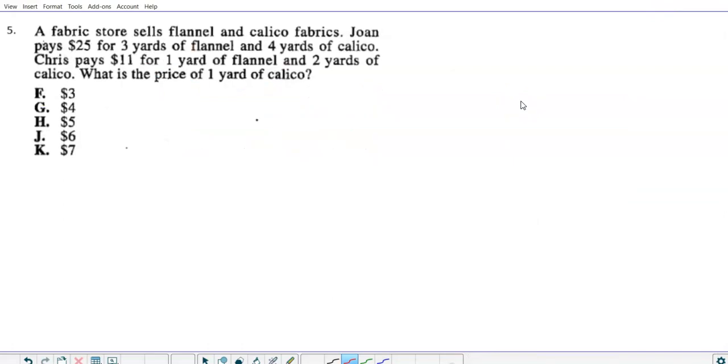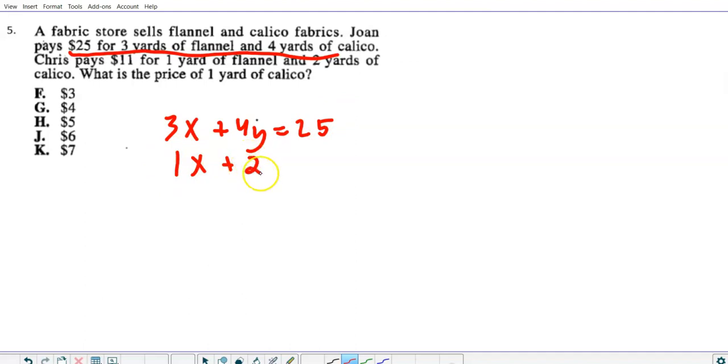Okay, this one, it's kind of a classic algebra problem. Maybe set up a system of equations. So maybe 3x plus 4y equals 25. And then 1x plus 2y equals 11. So we have a system of equations, as long as you know that the x is flannel and the y is calico. And then you would just solve that.